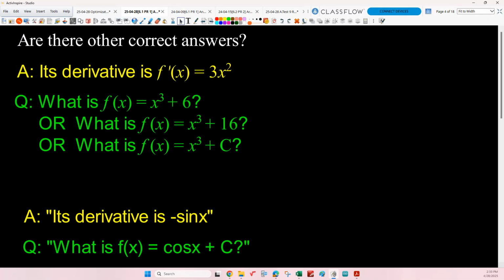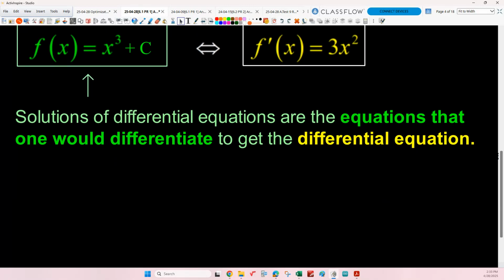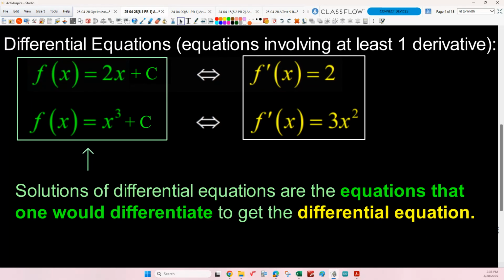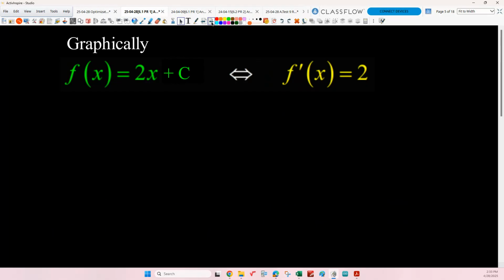Okay, so then the solutions of differential equations are just the equations that you would differentiate to end up with the differential equation. So again, there's this Jeopardy nature where we're working in reverse. Okay, what does this mean graphically?